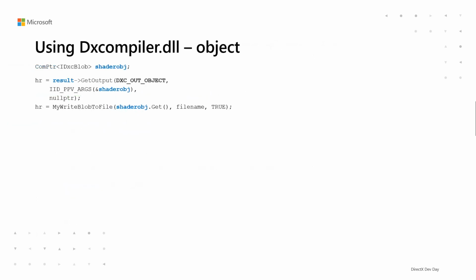The next thing we're going to do here is, again, we have that results object, which is a big bucket of outputs, and this is the most common and interesting one, which is the DXC out object. This is our shader that we're going to send down to the driver, and in this example we're getting it as an output and writing it to a file.